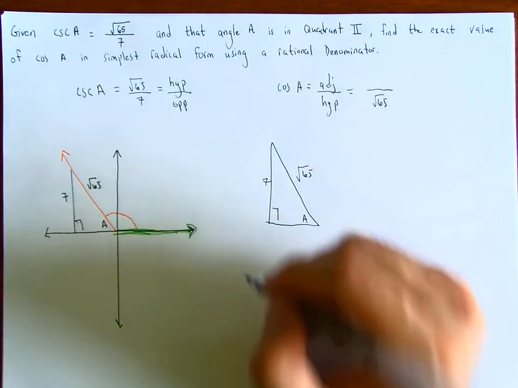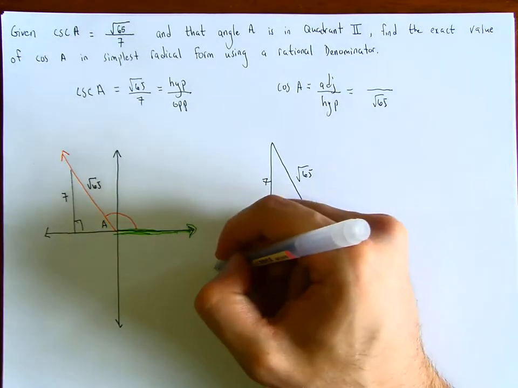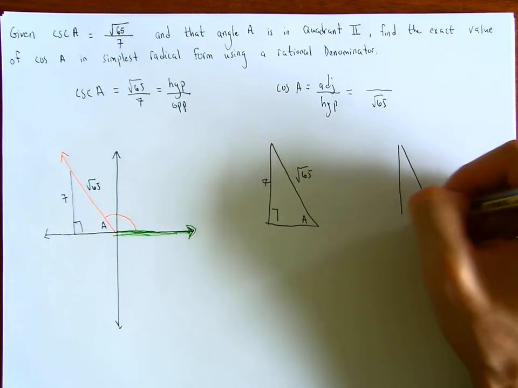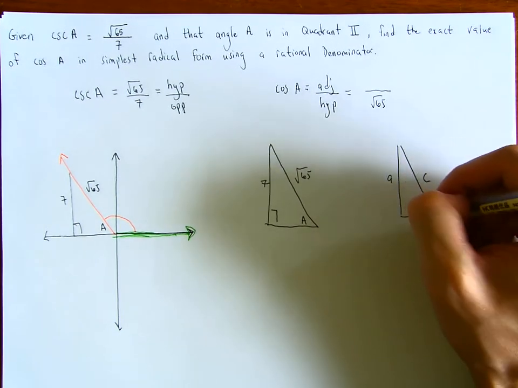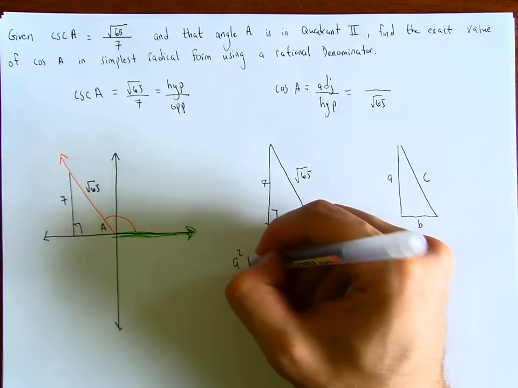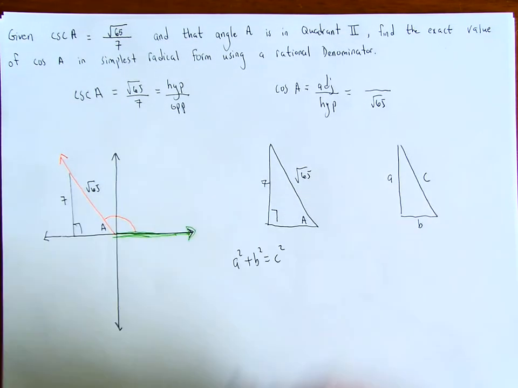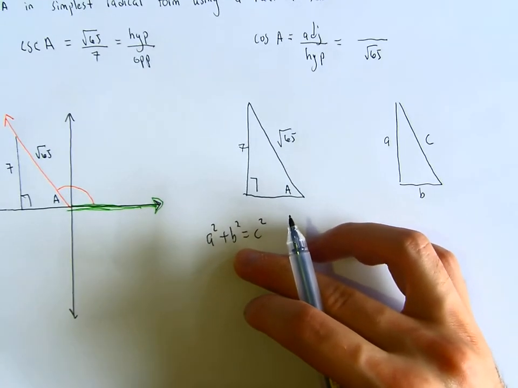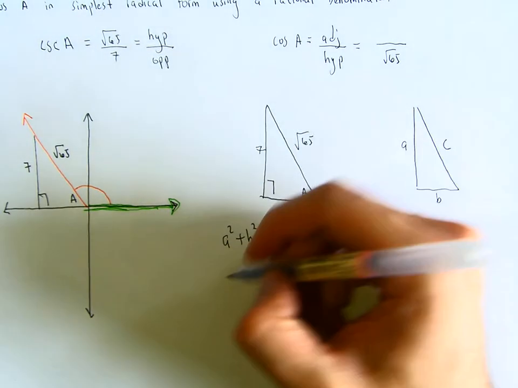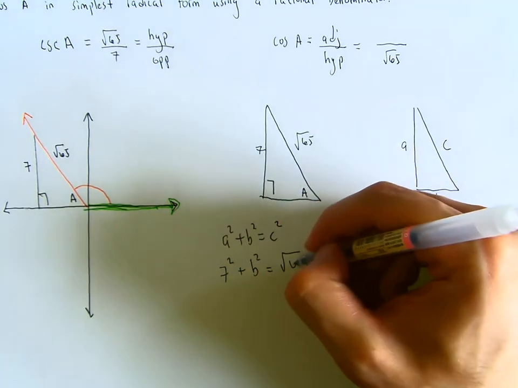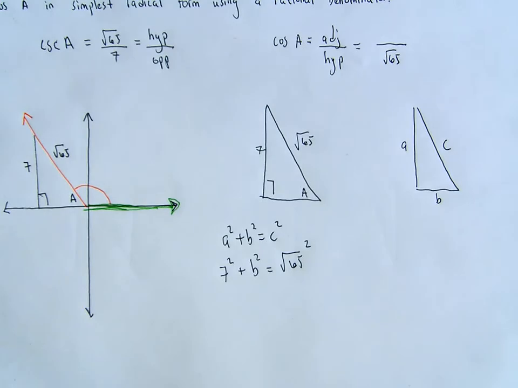So then what happens here? If we have a triangle just like this, this is our C, this is our A, this is our B. So we have A squared plus B squared equals C squared. Now, what happens from here? How do we actually figure this out? This will be 7 squared plus B squared equals square root of 65 squared.